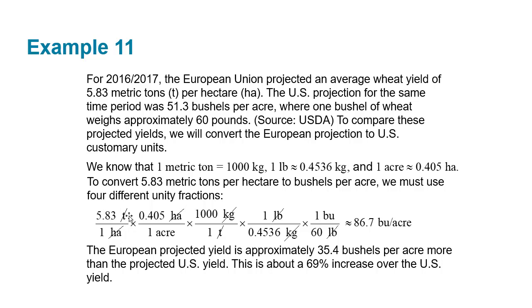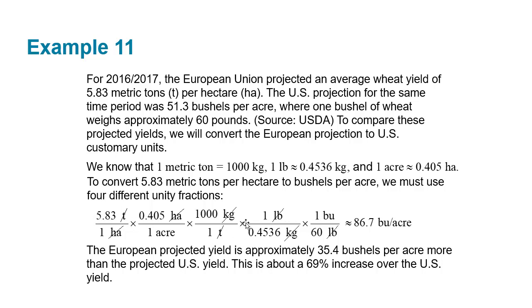So we've got our tons per hectare. Then we do hectare per acres to get rid of the hectares. Then we do kilograms per ton to get rid of the ton, right? Then we do pounds per kilogram to get rid of the kilograms. And then finally we do pounds per bushel. And now everything is canceled out except for bushels on top and acres on the bottom.